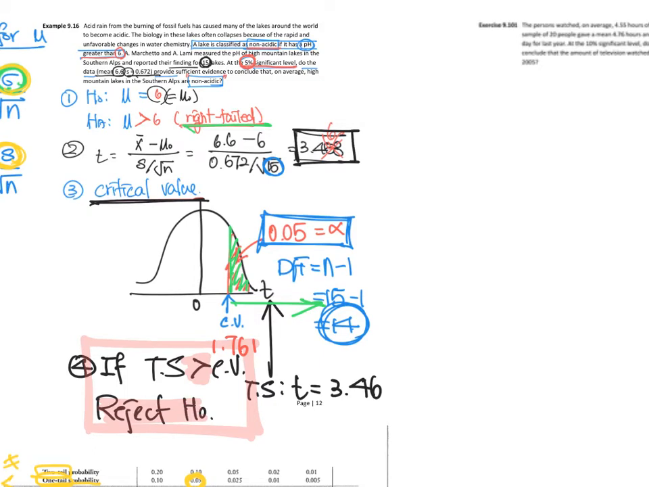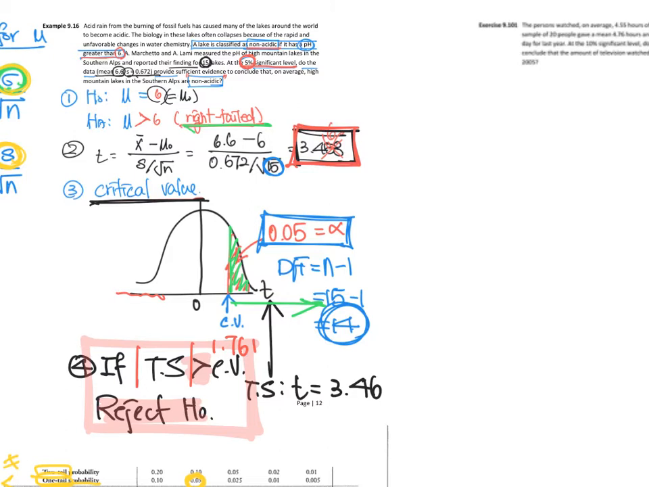Sometimes the test statistic can be negative, so generally we can take the absolute value of the test statistic. But in this case, we had a positive test statistic, so we don't need the absolute value sign. Generally, if the absolute value of the test statistic is bigger than the critical value, then we are going to reject the null hypothesis.